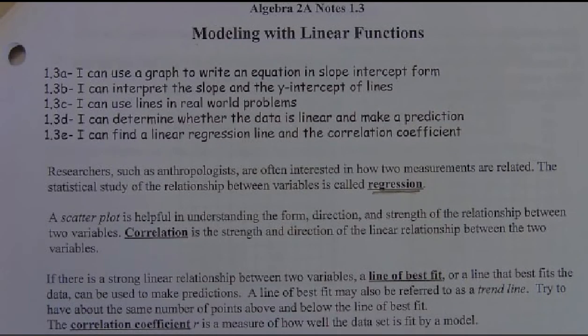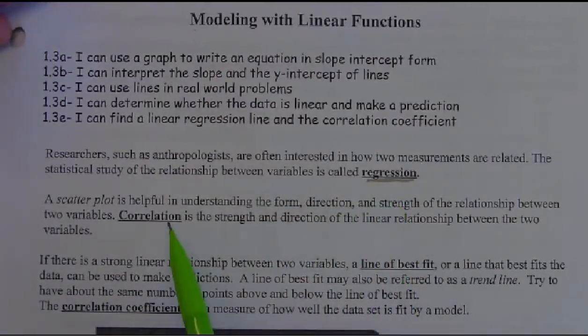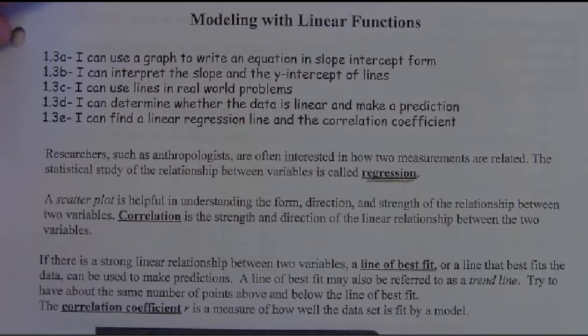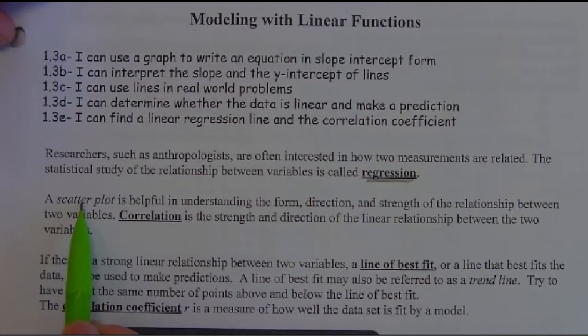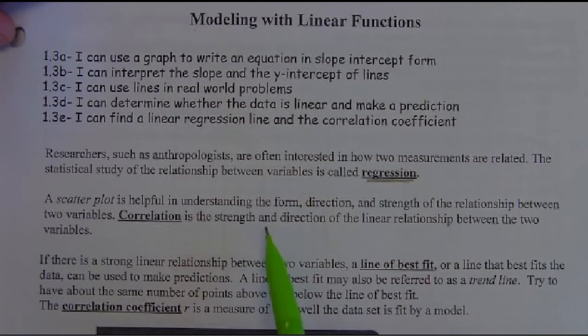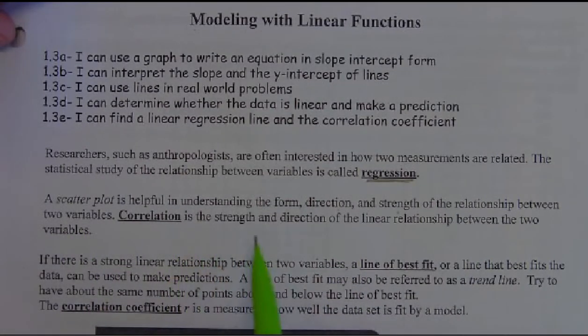Hey everybody, today we're going to talk about modeling with linear functions. We're going to talk about some words that we've talked about in the past: regression, correlation, and a line of best fit. A lot of times when we model with linear functions, we start by making a scatter plot. The scatter plot helps us understand the form, the direction, and the strength of the relationship between the two variables. The correlation is that strength and direction of the linear relationship between the two variables.